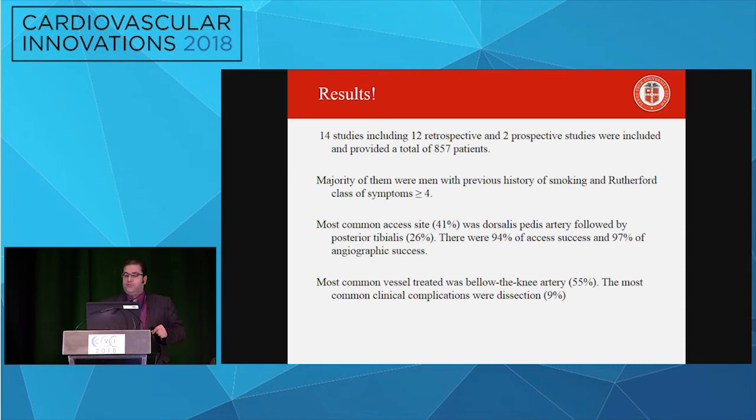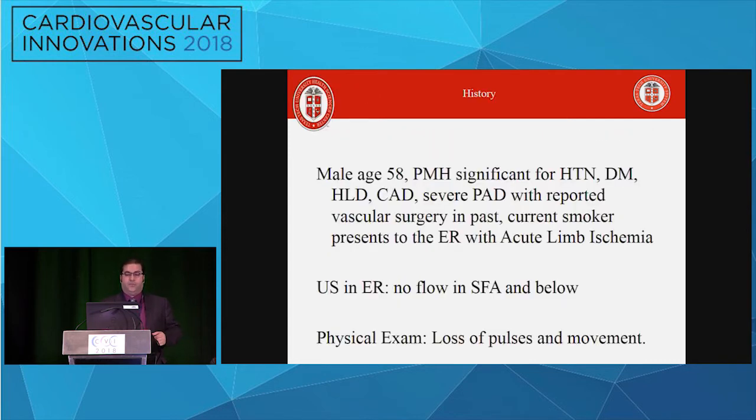The most common vessel treated was the below-the-knee artery, so there were more procedures below the knee. And the dissection that they reported was 9%, which was also subsequently treated with balloon angioplasty.